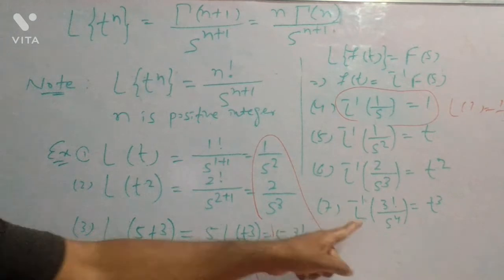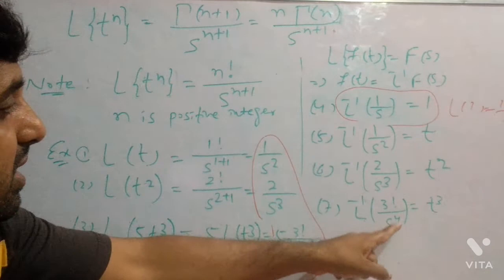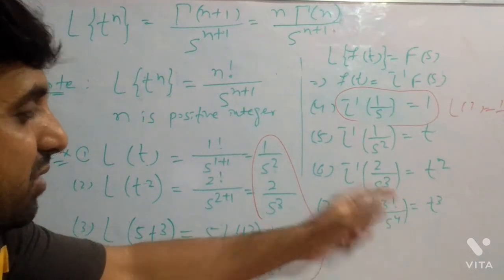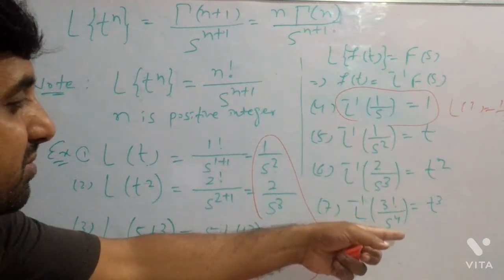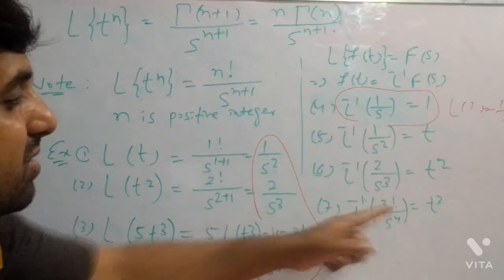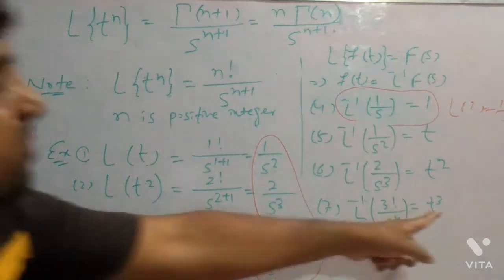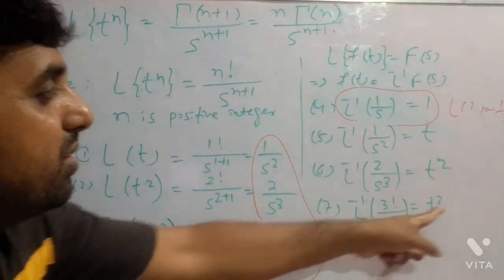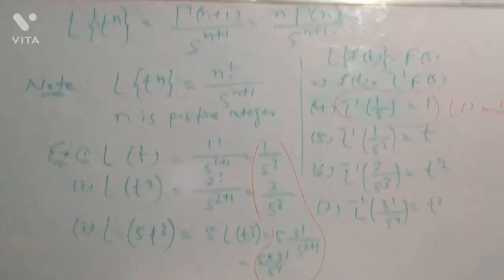Similarly, Laplace inverse of 3 factorial by s to the power 4. Whose Laplace transform is this? Basically, we have to find whose transform is 3 factorial by s to the power 4. So what is the answer? t cube. Laplace of t cube is 3 factorial by s to the power 4. So that's why Laplace inverse of 3 factorial by s to the power 4 will be equal to t cube. Got my point? Okay. Next.